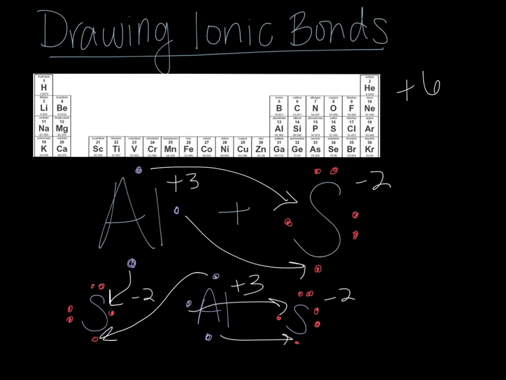Okay, and then I have here negative 2, negative 2, negative 2. So 2, 4, 6. So I've got negative 6. Add those together. It gives me an overall charge of 0. They cancel out, which is wonderful. So writing the formula. Remember, the metal goes first. So I have aluminum. How many aluminums do I have? I've got 1 aluminum and 2 aluminums. So aluminum 2. And then how many sulfurs do I have? 1, 2, 3 sulfurs, so S3. There you go. Al2S3.